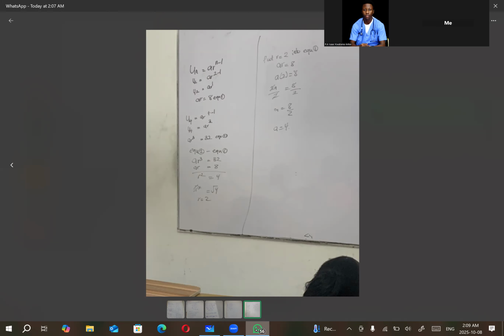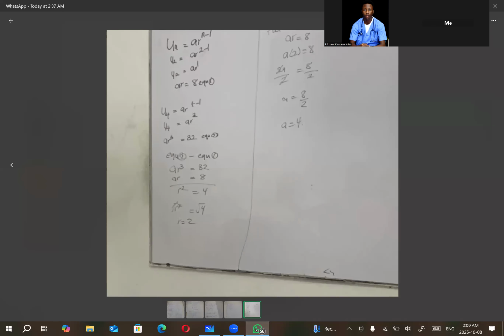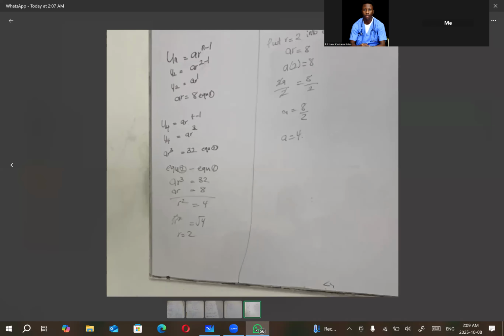So the fourth term, AR exponent 4 minus 1, that'll be AR exponent 3. But the fourth term is 32. So AR exponent 3 becomes 32. Now, she was solving it simultaneously, and she was doing equation 2 minus equation 1.